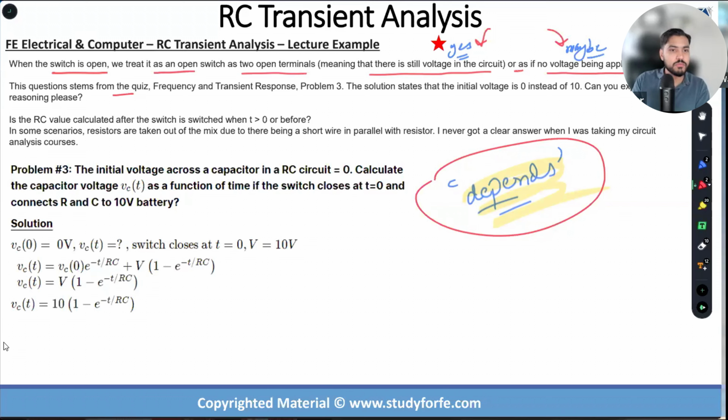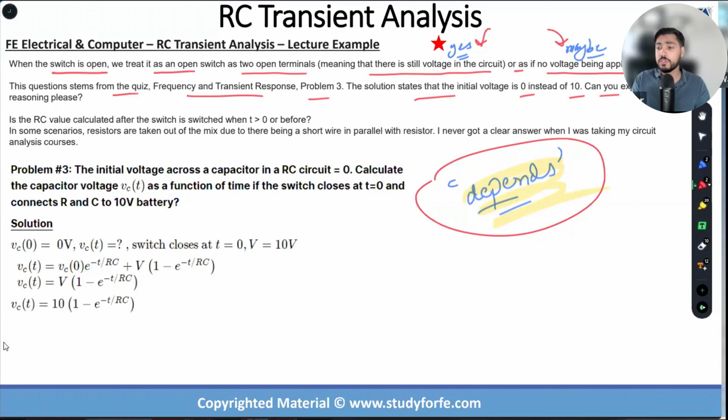Okay, the question stems from the quiz. So he's asked a very simple question, frequency and transient response, problem number 3. So this is from the quiz. The solution states that the initial voltage is 0 instead of 10. Okay, I can make the question say whatever I feel like. The examiners, the testers can ask you and frame the questions however they feel like. It's not that the voltage had to be 0 or 10. It's up to my discretion. Can you explain the reasoning, please?